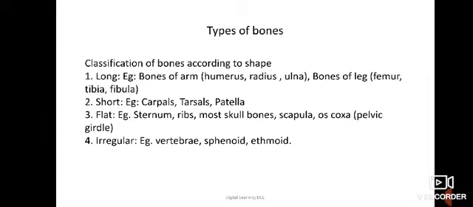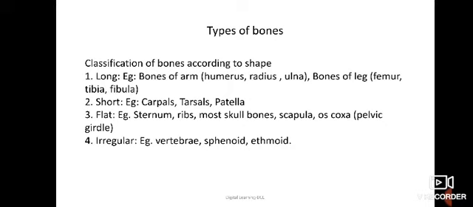Based on the shapes, the bones can be classified into four types. Long bones, such as the bones of the arm and leg, are called by different names: humerus, radius and ulna of the hands, and femur, tibia and fibula of the legs.